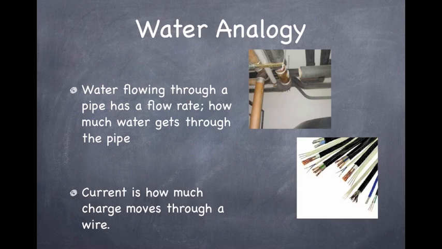So if we continue our water analogy, we said that water flowing through a pipe has a flow rate, and that's how much water goes through the pipe. Current is just how much charge moves through the wire. So it's very, very similar to the amount of water through the pipe. It's the amount of charge that goes through the wire.